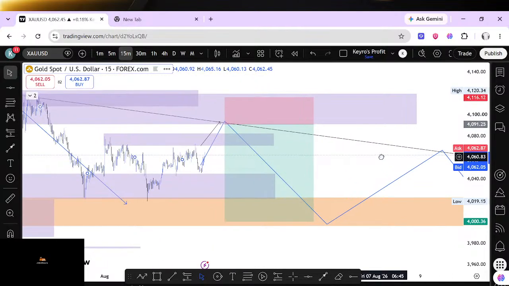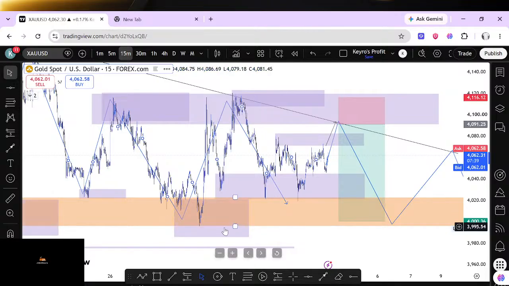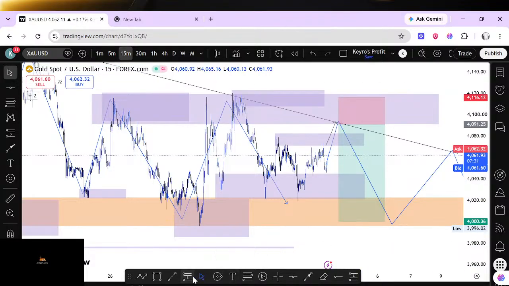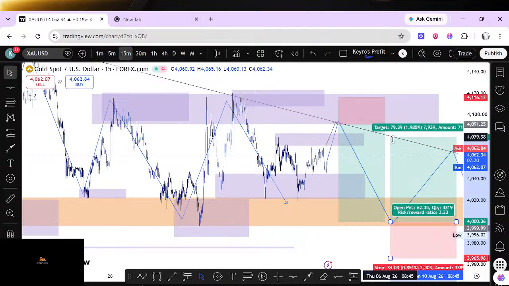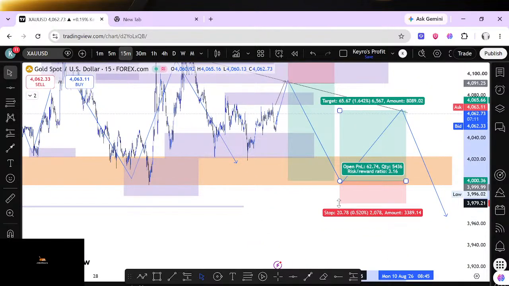I use the change of structure if it breaks through here. Now, when the market comes down to my buy zone, I call this the buy zone because it is where the support is, all right? I can now expect another entry at this point here, targeting this zone here. But my stop loss will be just down below here. We have a slightly tighter stop loss.